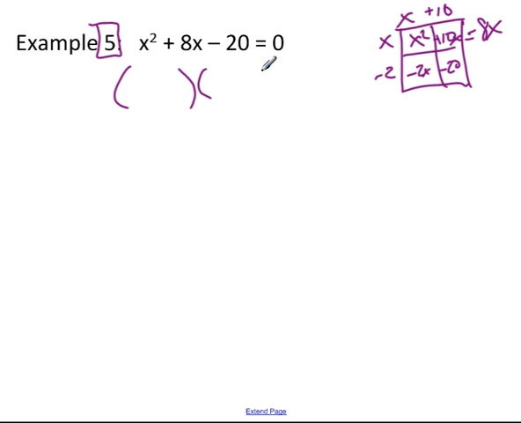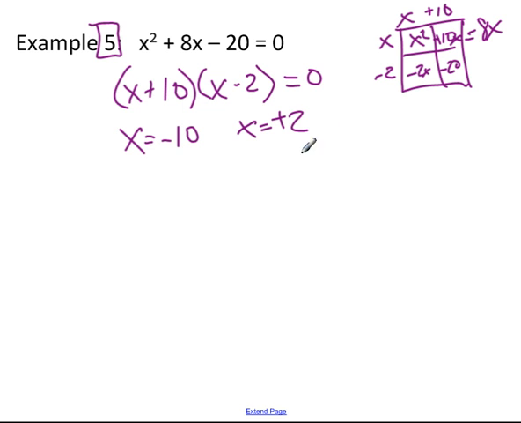That seems like that's going to work. So, setting up my parenthesis groups here, I got x plus 10 and x minus 2. 10 times 2 makes the 20, and 10 minus 2 makes my positive 8. So what are my answers going to be? This one's going to give me negative 10. This one's going to give me positive 2. So I set up my answers. I'm going to go with negative 10, comma, 2. This one's looking a little bit better.